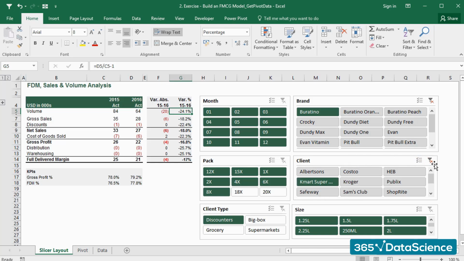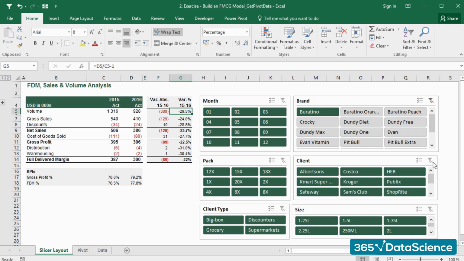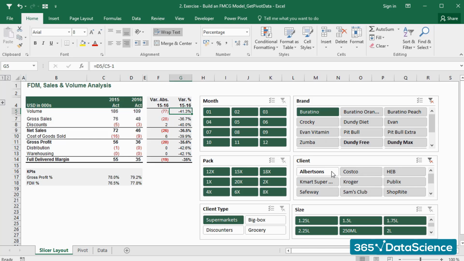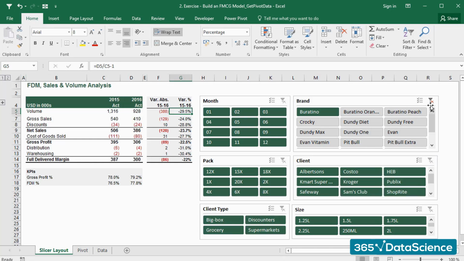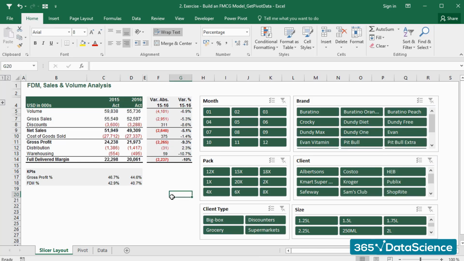After we have a list with problematic client accounts, our story becomes richer. For example, we can report the overall decrease of volume sold was due to the poor performance of several brands. One of them was the Buratino brand, which sold 30% less volume. And these lower sales were mainly driven by Albertsons, H-E-B, Kmart, and so on. This financial and performance transparency is what every general manager dreams of.